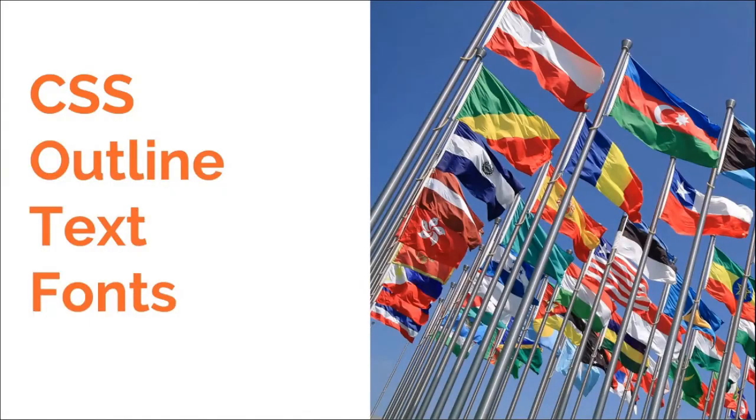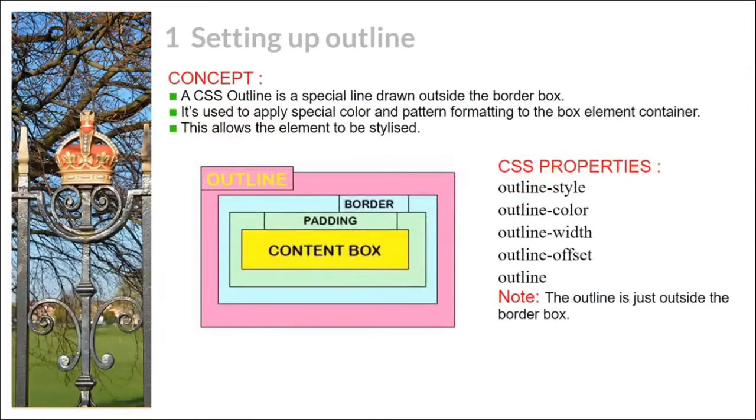CSS Outline Text and Fonts. Okay, setting up the outline. The concept: a CSS outline is a special line drawn outside the border box. It's used to apply special color and pattern formatting to the box element container. This allows the element to be stylized.